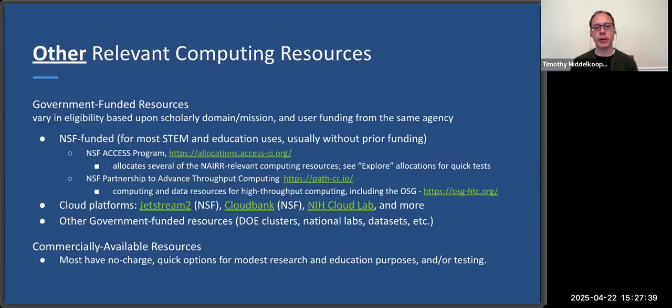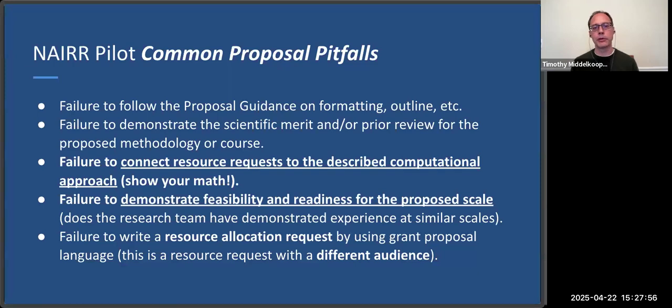Here are some other resources that you can use for testing. Most have no-cost startup or exploratory type allocations. If you have a graduate student or a postdoc, the Access Explore allocation is an excellent way of exploring Access resources. We'll wrap up this section with some common proposal pitfalls.